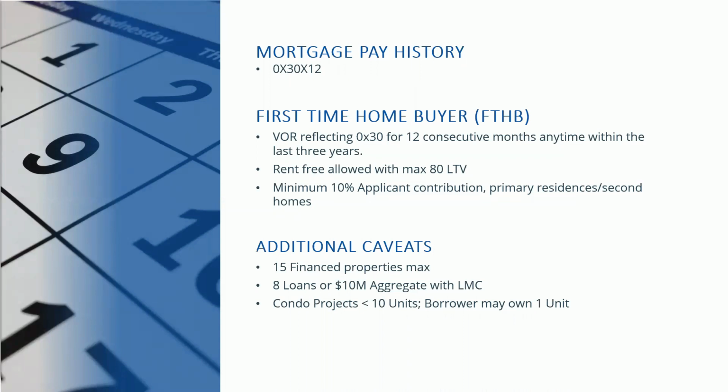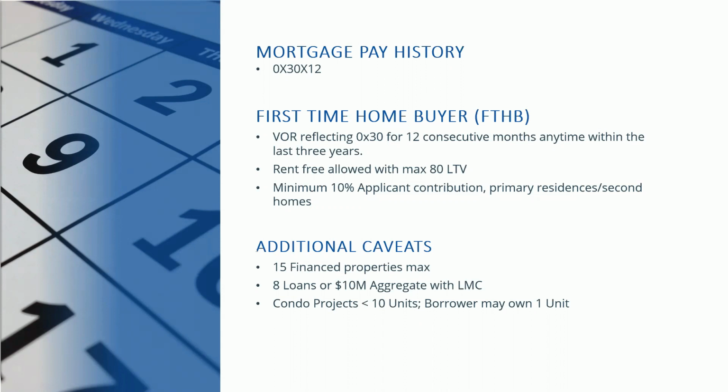Additional caveats, these are just some little tips to throw out there. We do have a maximum of 15 financed properties and 8 loans or 10 million in aggregate with luxury. We very recently had a 14 pack in the system that I saw, which blows that out of the water, right? So again, exception basis, we would look. This particular borrower owned a ton of properties. Not all of them were financed, of course, but we financed 14.